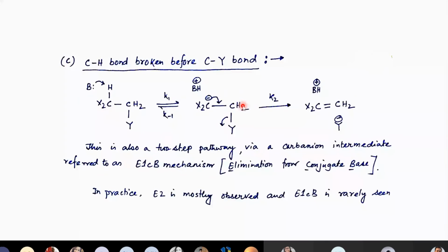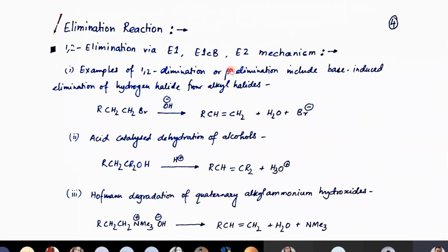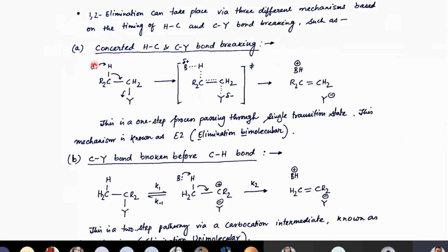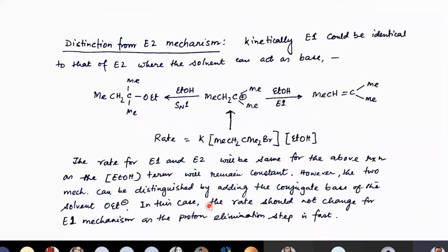But if this reaction happens via the E2 pathway, then if you increase the strength of the base, it takes up this proton and your reaction rate increases. That is why we are saying that if you now add OH minus to this reaction and the rate increases, then it goes via the E2 pathway. If the rate does not change, then it is going via the E1 pathway. Clear? Oh, yes, sir.